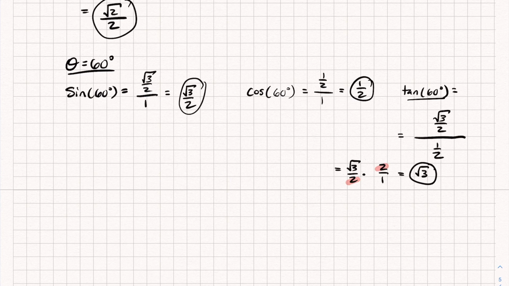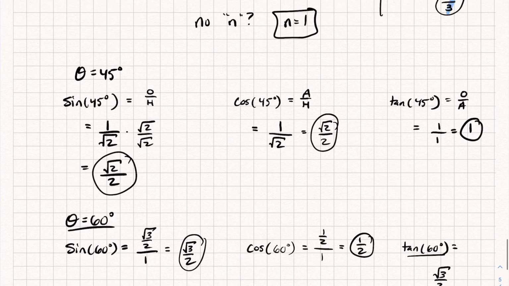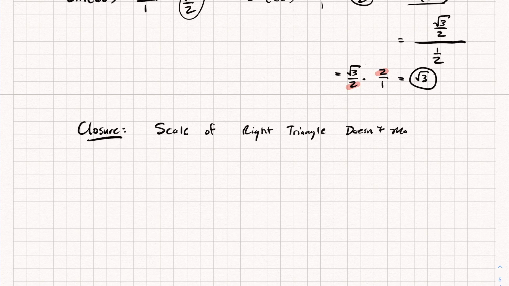So here's sine, cosine, and tangent for the three special angles. Notice we didn't do 90. We'll talk about that one later. And so this is how the special right triangles are used, and these are the ratios here. Again, the important property to see here, and this is kind of the closure for this video, is that the scale of the right triangle doesn't matter. Sine of 30 is always 1/2, always. Doesn't matter how big your triangle is.